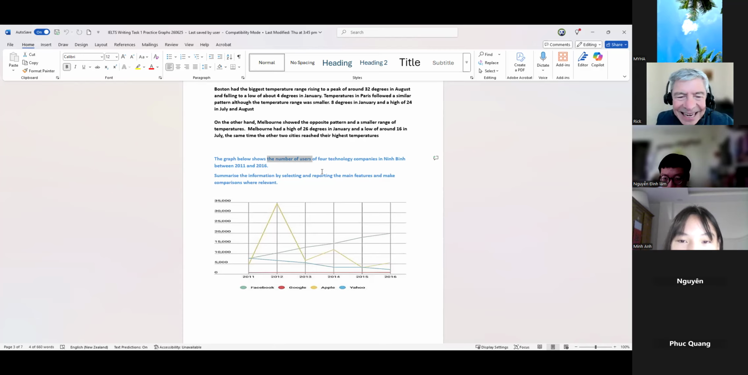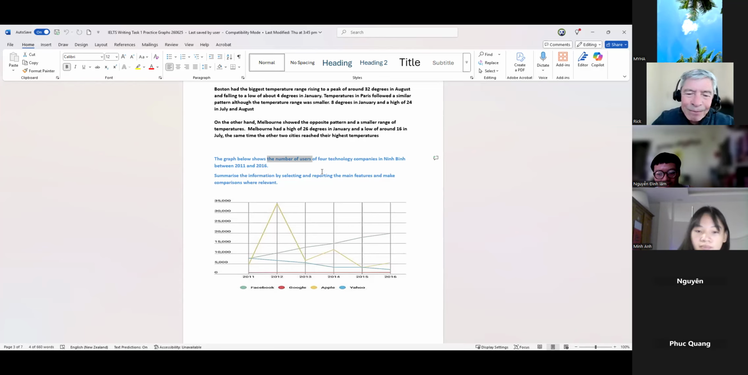Okay, so we could say, the graph below illustrates how many people. What is next? How many people in Ninh Binh. Correct. Okay, so we're changing the order of the words in the sentence, which is another great way to paraphrase. Does that make sense, Ming Ang? Yes. The graph below illustrates how many people in Ninh Binh.